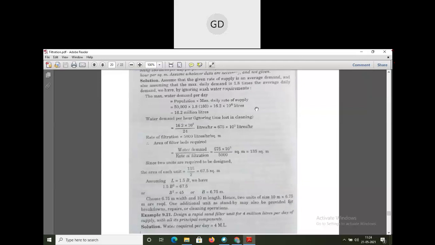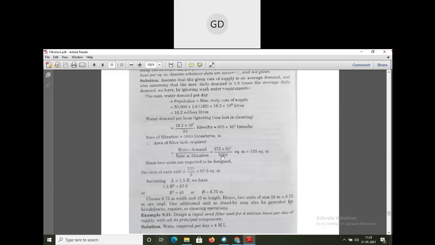Now, they have told us to assume something if some data is not given. So while doing the constructional details, for the construction of rapid sand gravity filters, the length can be taken to be 1.5 times the breadth. So the breadth you will get to be 6.75 meter, and the length is 1.5 times this 6.75, which you will get to be 10. So the sizes are 10 meter by 6.75 meter.